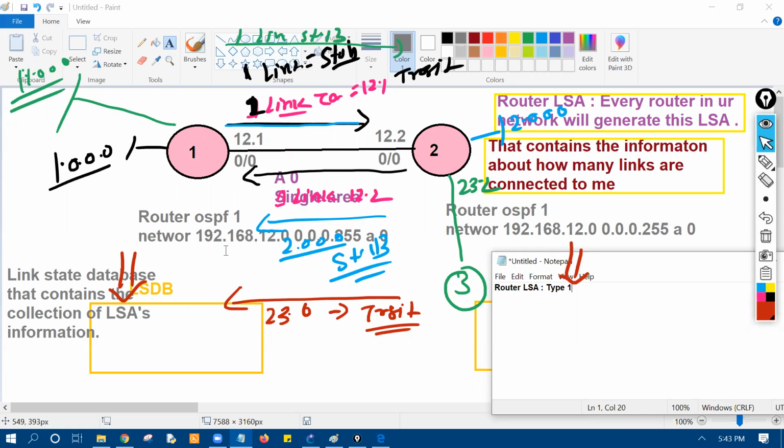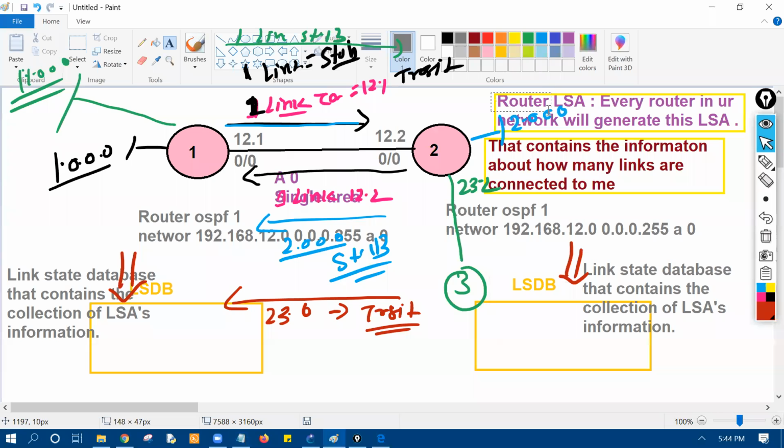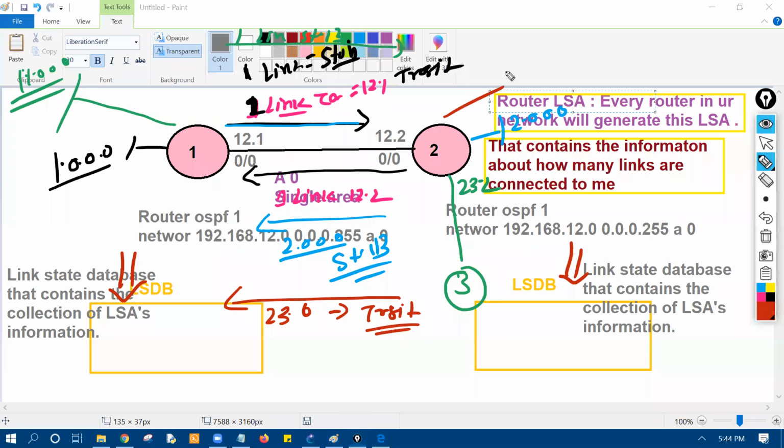Sometimes people get confused. They say, okay, I have 5 links connected, it means 5 router LSAs. No, router means router, not the link. Router means one router, doesn't matter how many links it has. If it has 100 links behind it, R2 is going to generate a single router LSA to R1. In this 12.0 broadcast domain, how many router LSAs do we have? Only R1 and R2. 2 router LSAs.